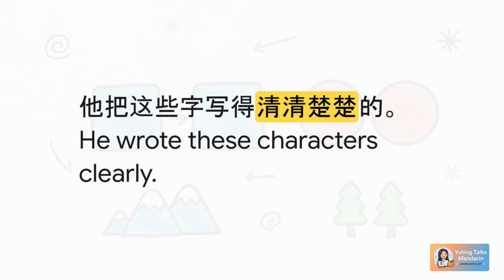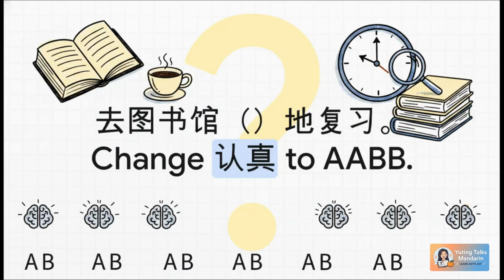Yeah, he didn't just write legibly, he wrote with absolute, unmistakable clarity. Like, every single stroke is totally perfect. Using 清清楚楚 really emphasizes that deep degree of neatness. Excellent job if you got that one right. Let's move on and see how this builds in a slightly different context.